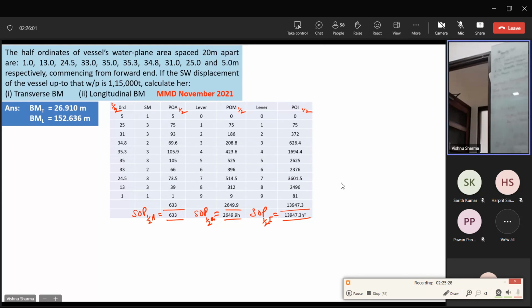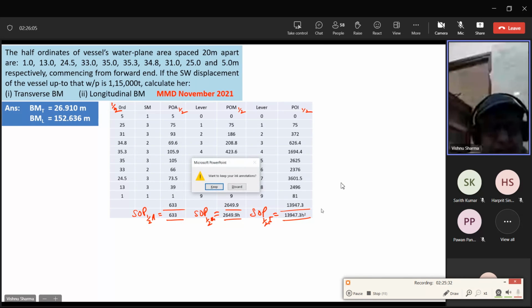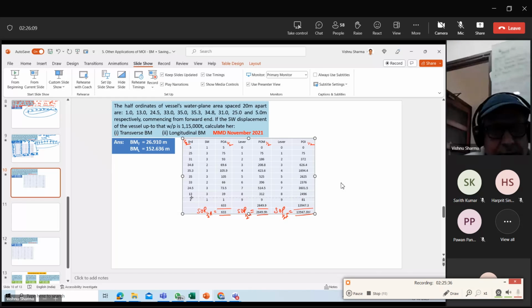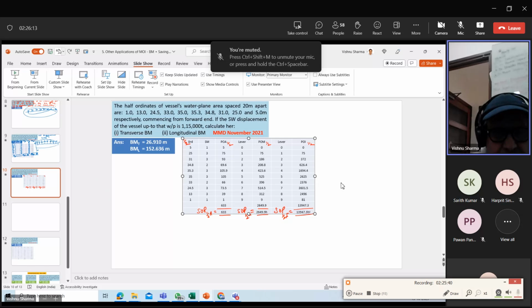While you're doing it, let me draw the water plane here again because it was drawn on the other sheet. Let me keep it here. Okay, let me create space for the water plane area.